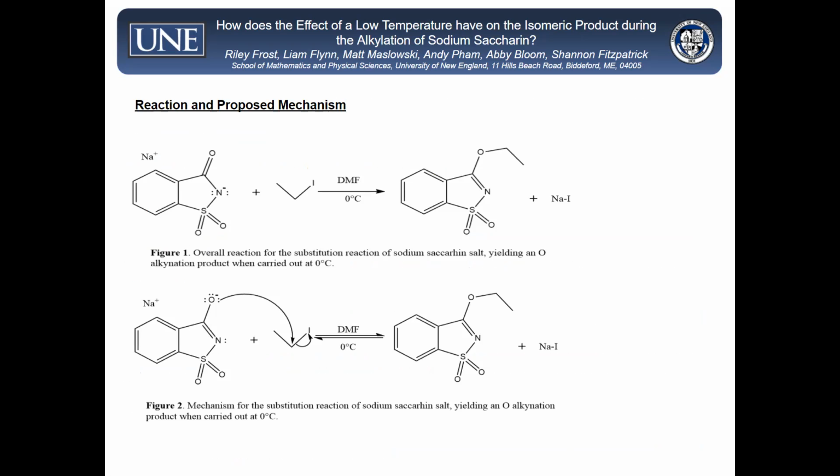As you can see here, these two figures are our reaction and proposed mechanism. Figure 1 shows the overall reaction for the substitution reaction of sodium saccharin salt, which will hopefully yield the O-alkylated product at 0 degrees Celsius. And figure 2 shows our proposed mechanism for the substitution reaction of sodium saccharin salt, which will also hopefully yield the O-alkylated product at 0 degrees Celsius. The mechanism is a bimolecular nucleophilic substitution, also known as an SN2 reaction. The electrophile is ethyl iodide, the nucleophile is sodium saccharin, and the leaving group will be iodide.